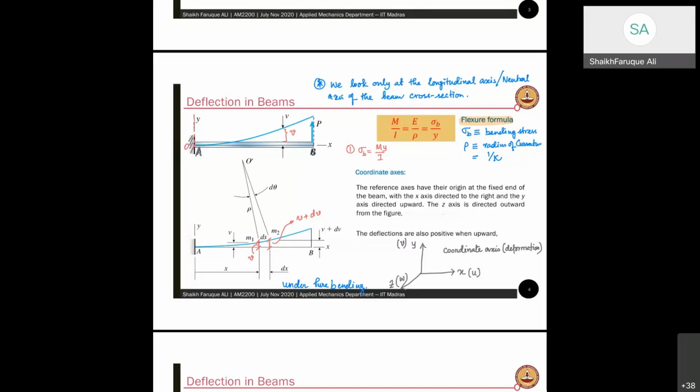Okay. The second relationship is sigma B equal to kappa E Y. This relationship also we have found out. Before we found My by I, right? So these two relationships will also give this relation, right? Remember that kappa is equal to 1 by rho. So the third relation that is going to be used is kappa equal to 1 by rho. Okay. If you use this relationship, you get the flexure formula.